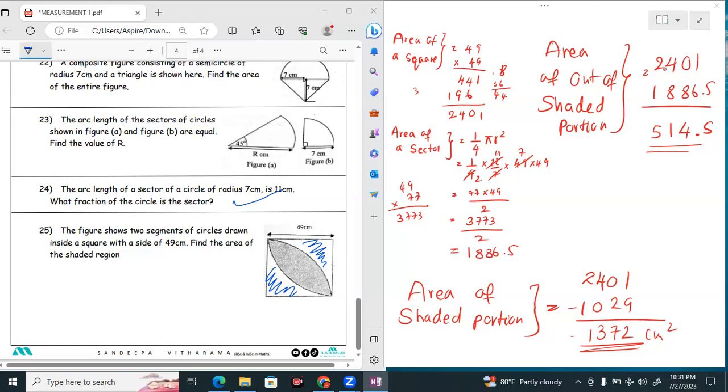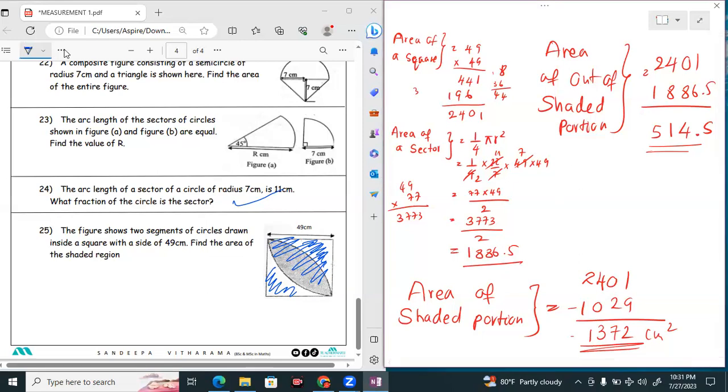Okay, did you understand how I obtained this answer? If anyone has an unclear point, tell me. First you have to find the area of the square. Area of the square is fine. Then you have to find the area of the sector. It is 1/4 of πr squared. Then we obtain 1886.5. Now you have to subtract this amount from the area of the square.